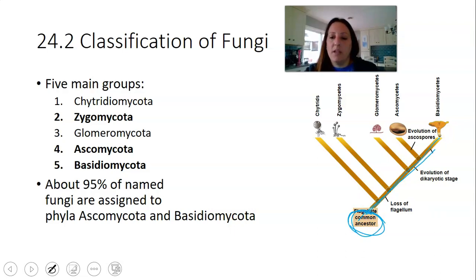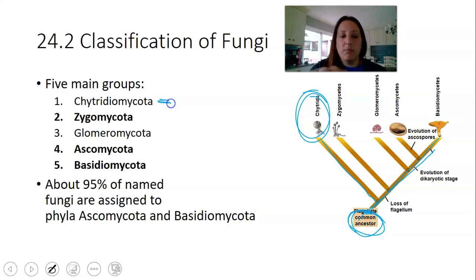And at the divisions here, we've got the evolution of different phyla. All of these phyla are present on the planet still today. In evolutionary history, the first phylum to evolve on the planet, or division, were the chytrids, the Chytridiomycota.